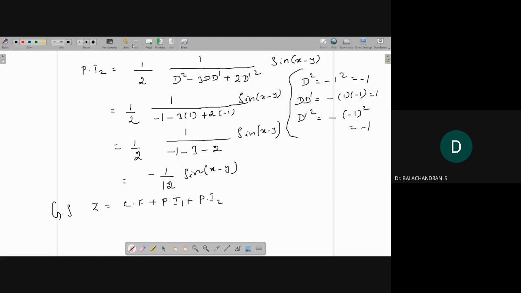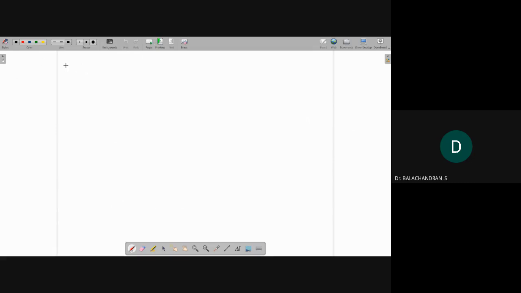Okay. So and then one more problem. d square plus d dash square into z equal to sine 2x into sine 3y plus 2 into sine square of x plus y. Okay.